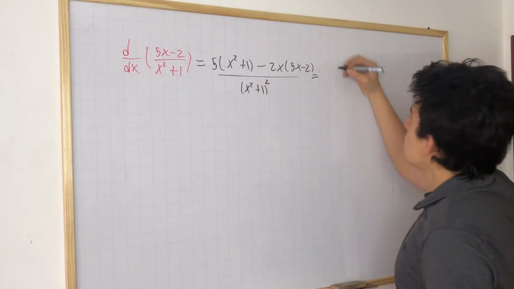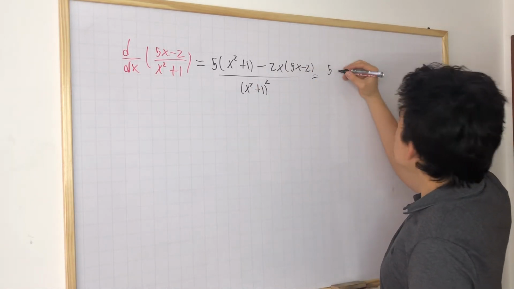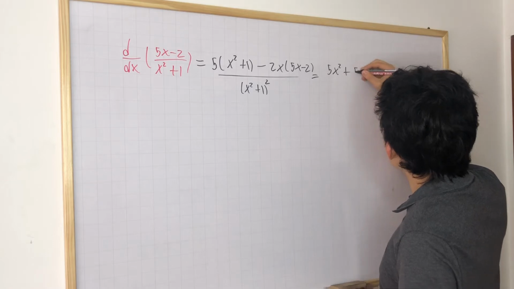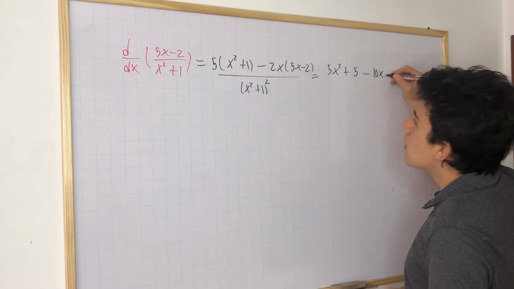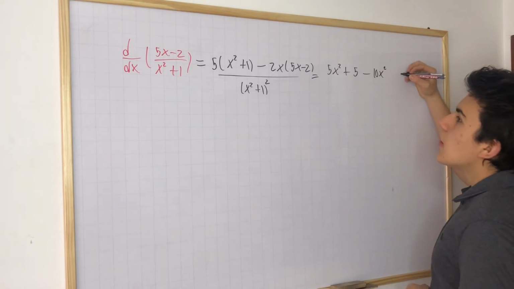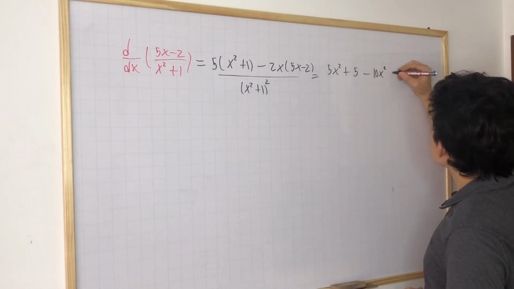And now let's just play with the algebra. So we're going to have 5x squared, and now minus 10x squared plus 4x.